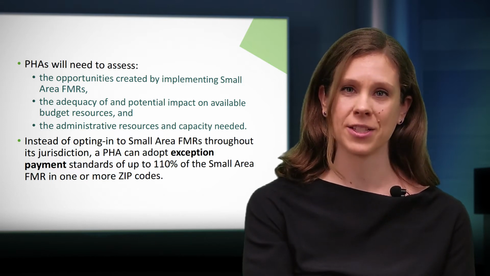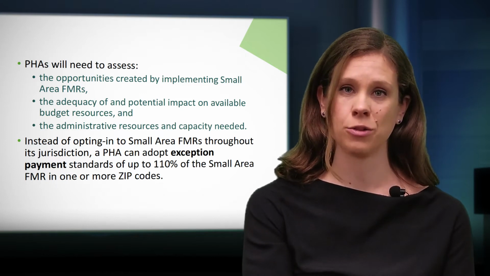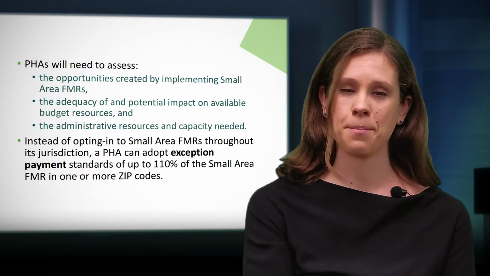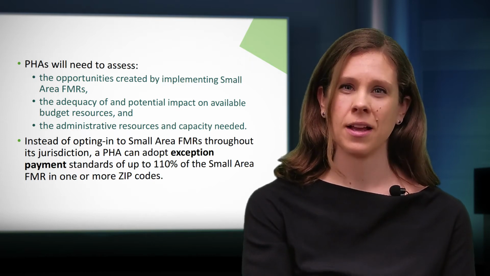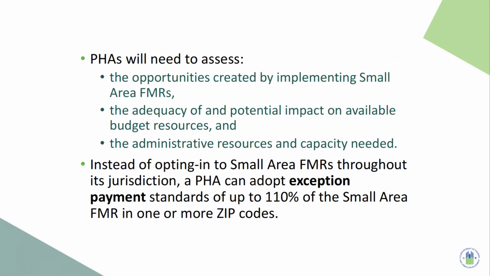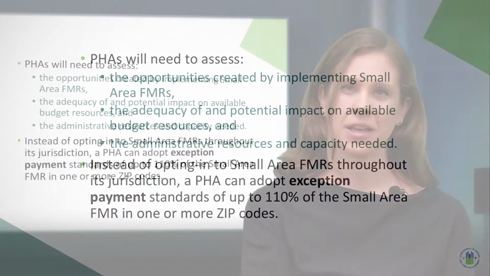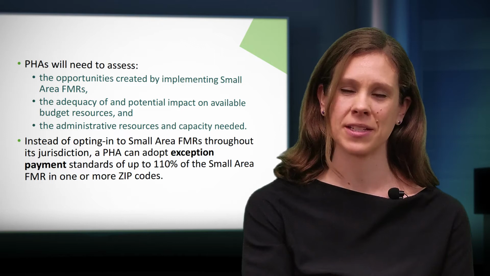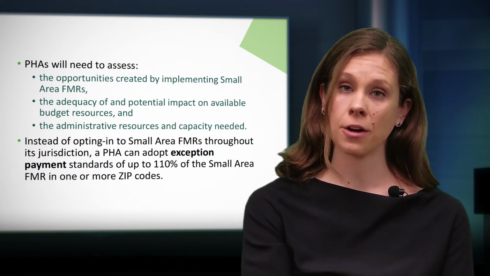Rather than fully opting into small area FMRs, which would require a PHA to adopt small area FMRs for its entire HCV program, any PHA that is not required to adopt small area FMRs may use new authority granted under the final rule to set exception payment standards for selected zip codes in its jurisdiction based on applicable small area FMRs. PHAs selecting this option may establish an exception payment standard for individual zip code areas of up to and including 110% of the small area FMR determined by HUD for that zip code area. PHAs must notify HUD when adopting an exception payment standard based on the small area FMR, but HUD approval is not required.